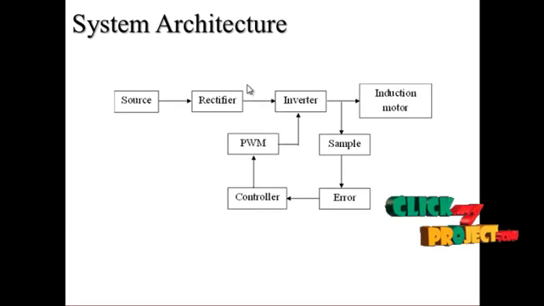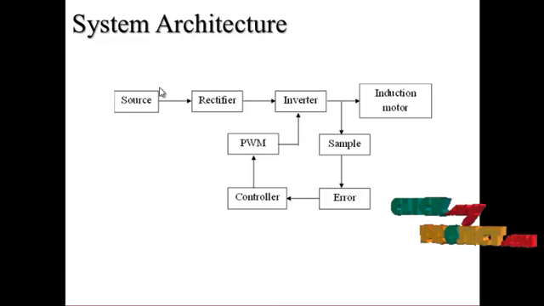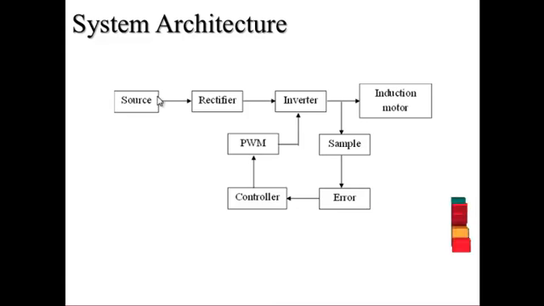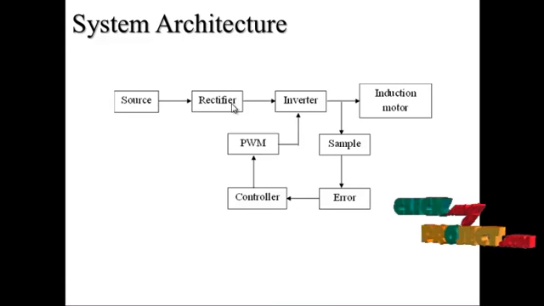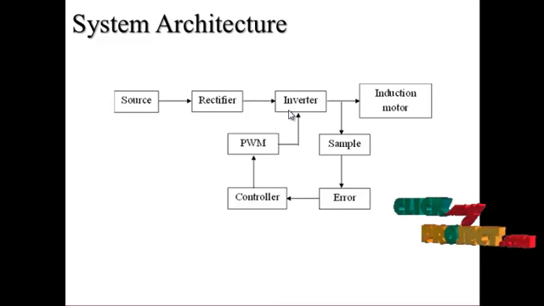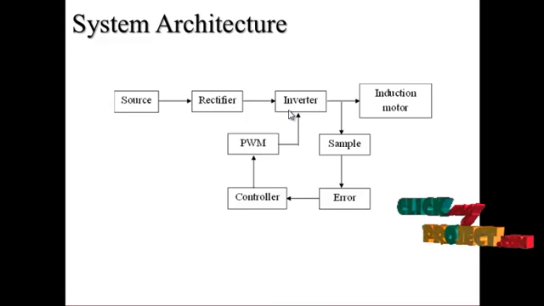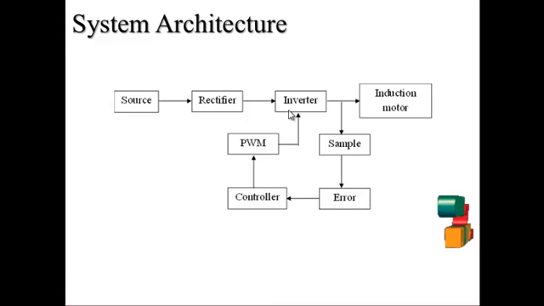Now here is the flow diagram for our proposed work. Here the source will be used. The source is the 3-phase AC source, and it is taken from the grid. This 3-phase AC source will go to the rectifier to be converted to DC output. The DC output will go to the inverter. That inverter will be the 6-switch 3-phase inverter. The inverter will be controlled using pulse width modulation. The pulse width modulation will be controlled by the controller and the 6-vector control technique.